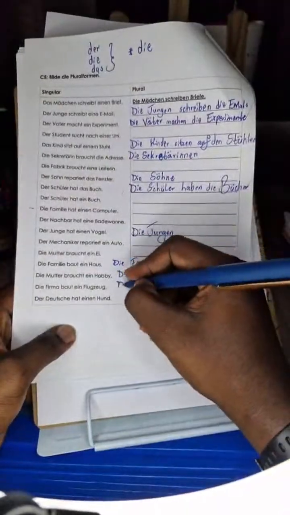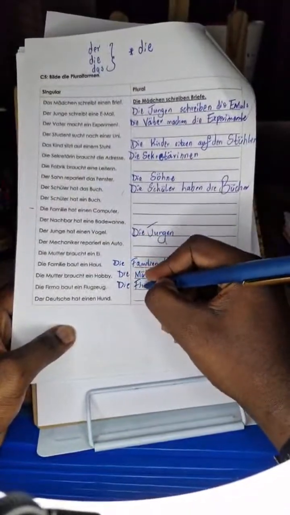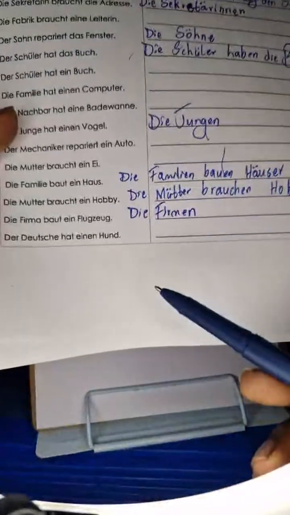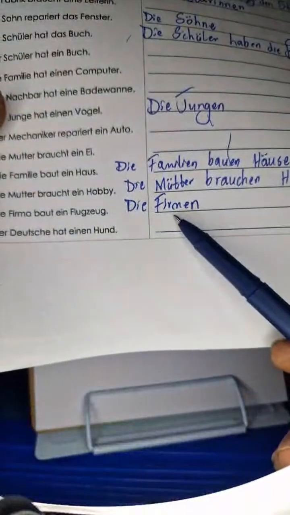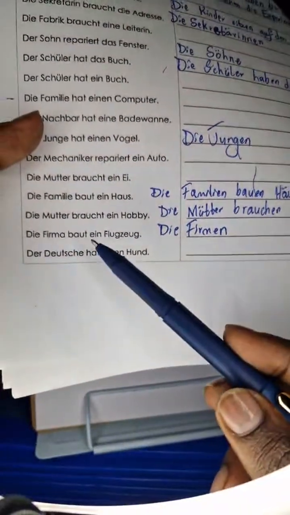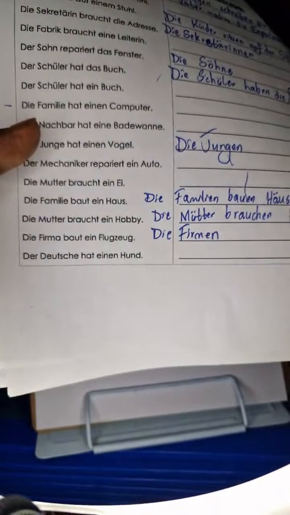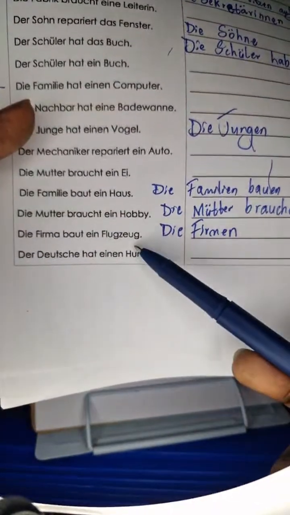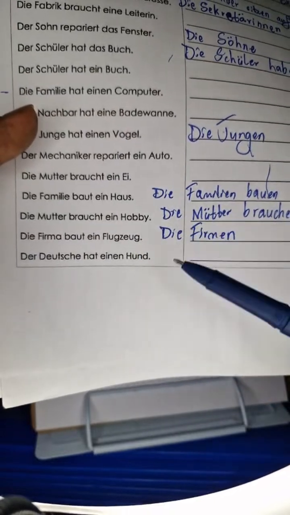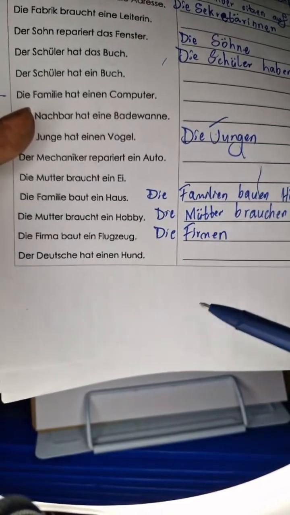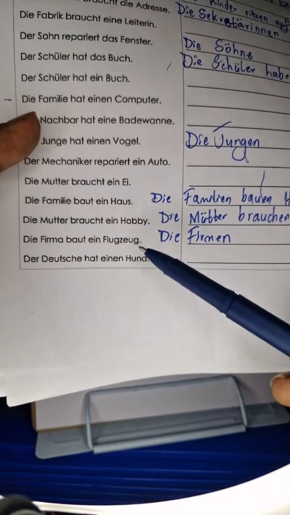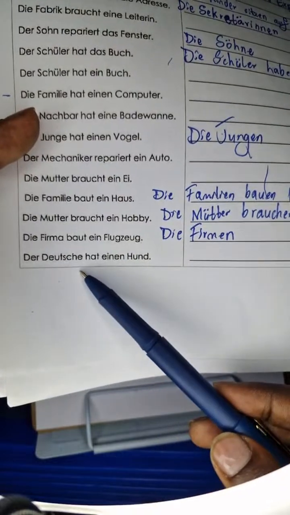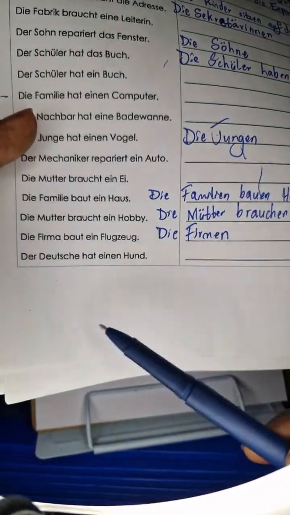Now this becomes Firmen. Like this. Look at this. A very irregular one, yeah? Die Firma now becomes die Firmen. Baut becomes bauen. Die Firmen bauen. And then Flugzeuge. You add an E. Die Firmen bauen Flugzeuge. With an E. Flugzeuge. And then lastly, der Deutsche hat einen Hund. The German has a dog.